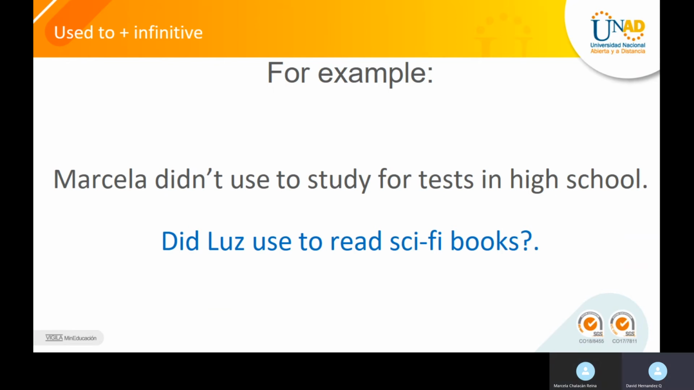So we had these two examples. Marcela didn't used to study for tests in high school, and did Luz used to read sci-fi books? We have one negative on top and the interrogative at the bottom. So remember that given that this structure is to talk about past routines, we normally use the past structure. So did is our friend here to talk in negative and interrogative, right? Because the did is the one that marks the past.